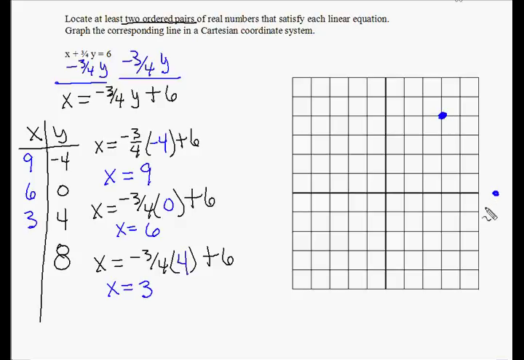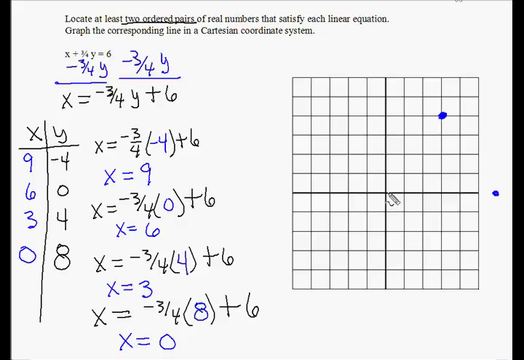These two points would make a line, but let's make sure it's the correct line. Let's go back to the original equation we solved for x. We have x is equal to negative 3/4 times y plus 6, and we're going to put in 8. So now we can reduce. 4 goes into 8 twice. 2 times -3 is -6. -6 add 6 is 0. We now have an x value of 0.